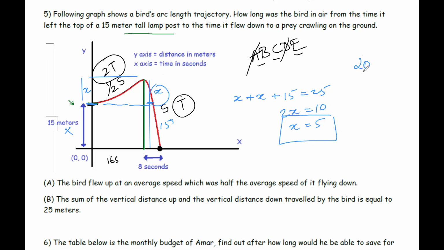Now from the second statement, we know that the total distance down is x plus 15, which is 20. Speed is distance upon time, and the time is 8 seconds. So this is 20 meters upon 8 seconds, which is 2.5 meters per second. Correct? But do we get to an answer as to how long he was in air? No. Correct?